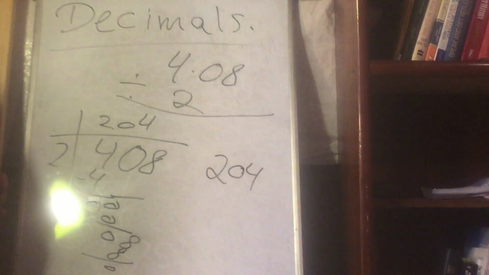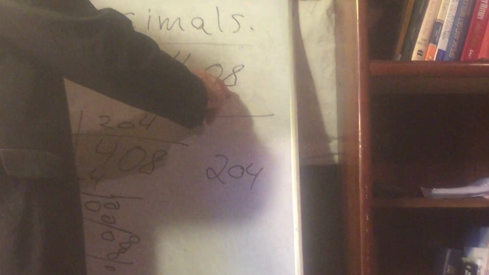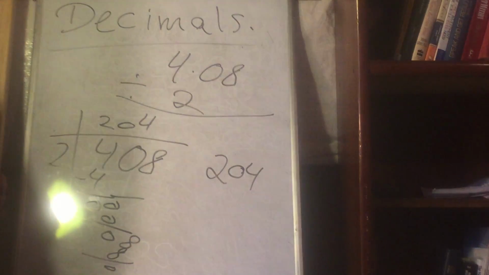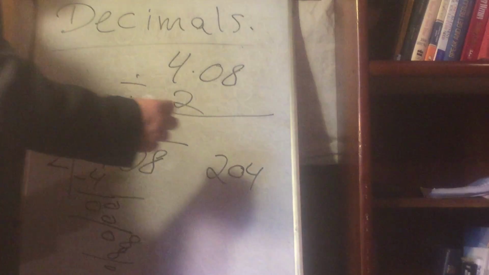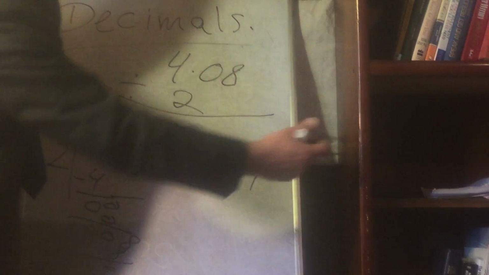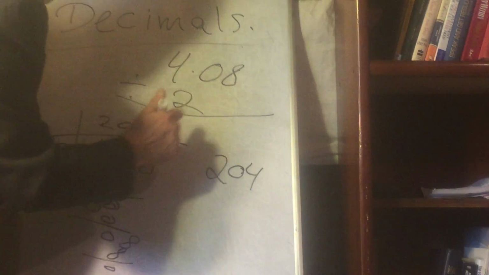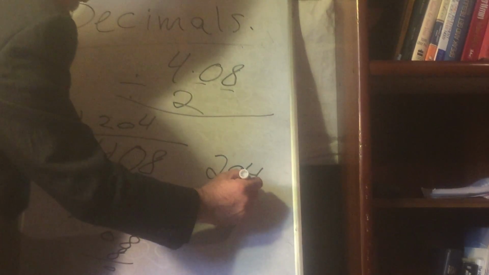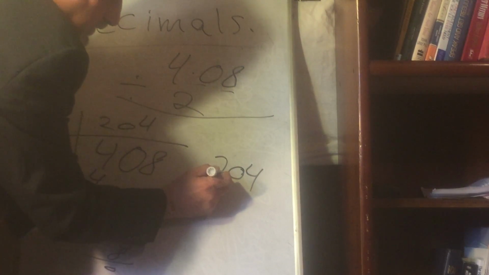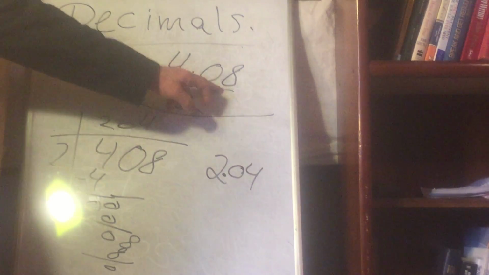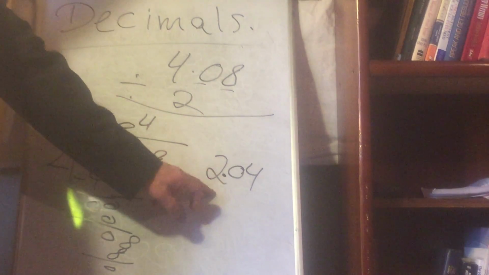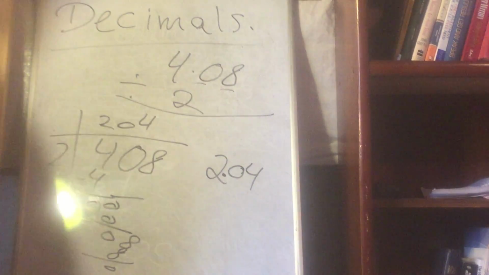But we have a decimal point. How many decimal places do we have? 2. How many locations after the decimal point? So you start from the right of the number, you have 2 numbers, 1 and 2, and then you put the decimal point right here. And that's your answer, 2.04. 4.08 divided by 2 is 2.04. Okay? Now, let's do another example.